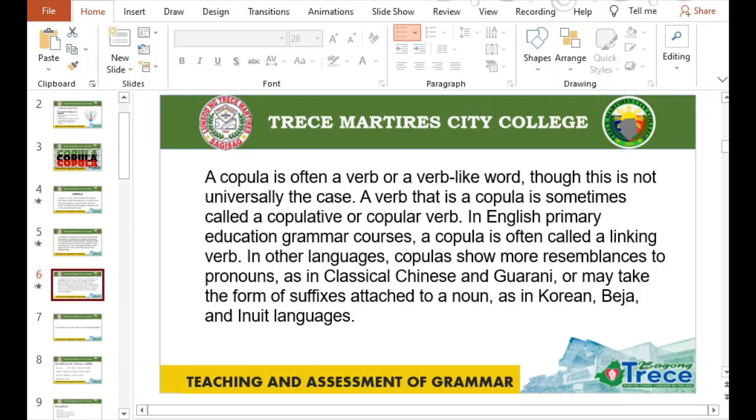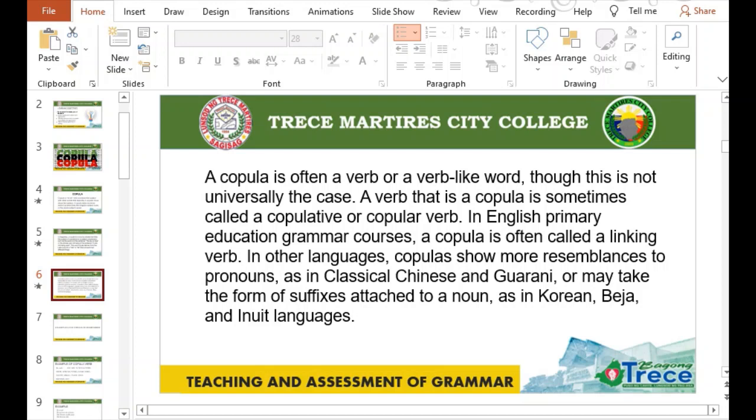A copula is often a verb or a verb-like word, though this is not universally the case. A verb that is a copula is sometimes called a copulative or copular verb. In English primary education grammar courses, a copula is often called a linking verb. Why is it called a linking verb? Since copula can also be called a to be verb, therefore it could be a linking verb. An example of a linking verb is the word is used to connect two phrases together that can be a subject and the subject complement.